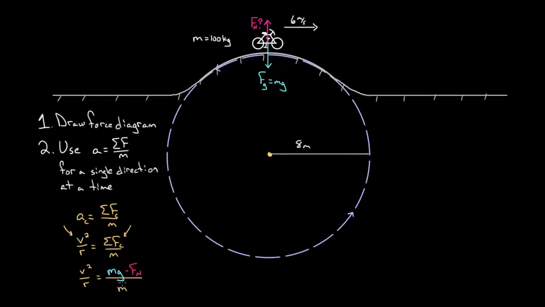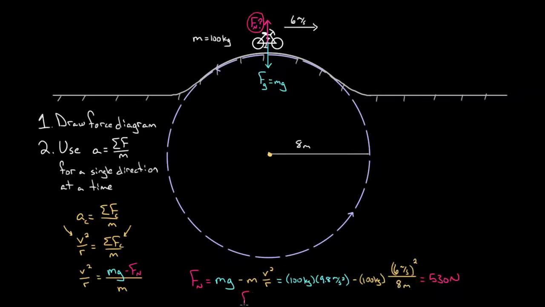And so if we solve this for the normal force, if you do some algebra, we'll multiply both sides by m, move over the Fn and then move the mv squared to the other side, and what we end up getting is that mg minus m times v squared over r is equal to the normal force, which if we plug in numbers gives us 100 kilograms times 9.8 minus 100 kilograms times the speed squared, that's going to be 6 meters per second squared, divided by the radius of the circle we're traveling in, which is 8 meters, and you end up getting 530 newtons. So the normal force on you and your bike as you ride over this hill is 530 newtons.